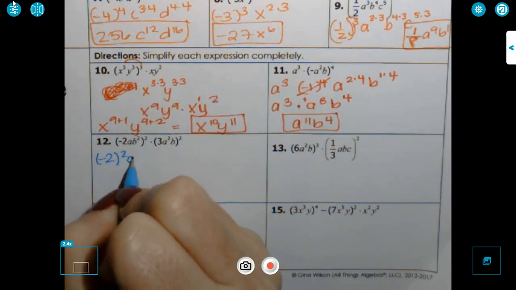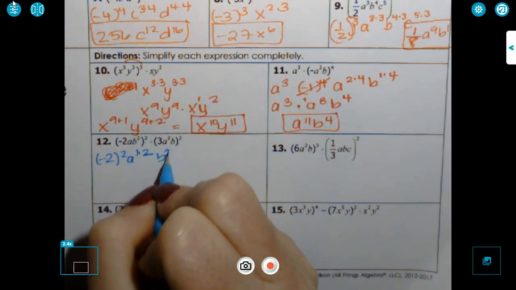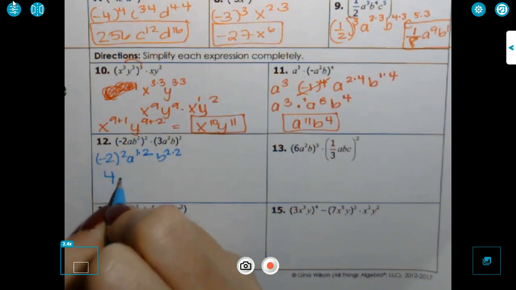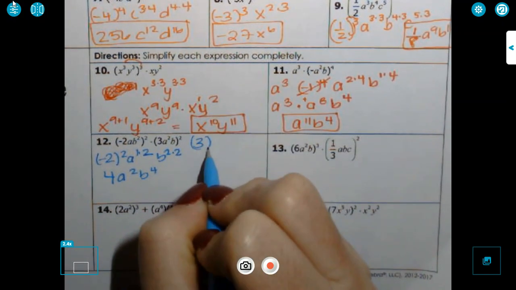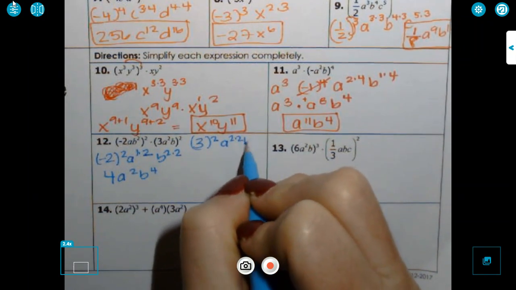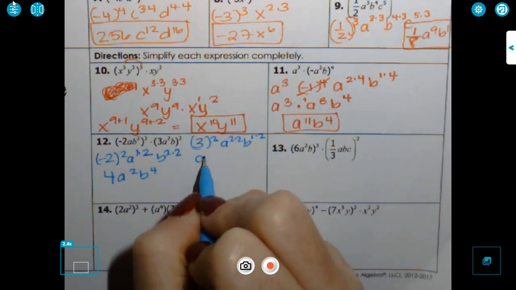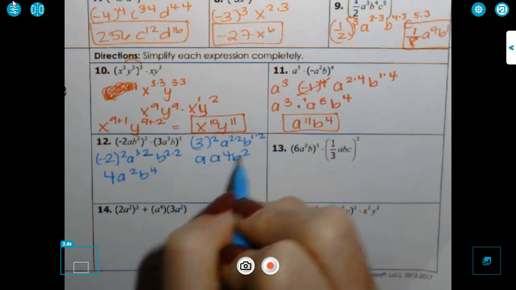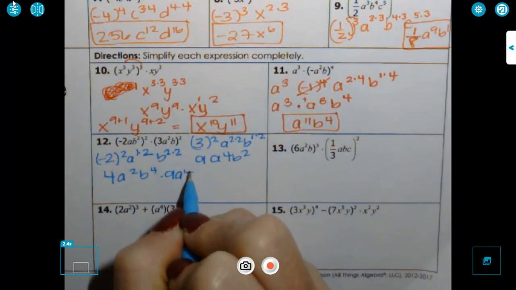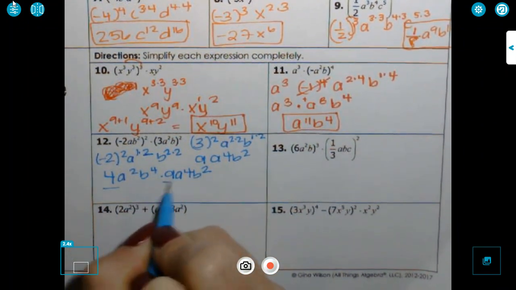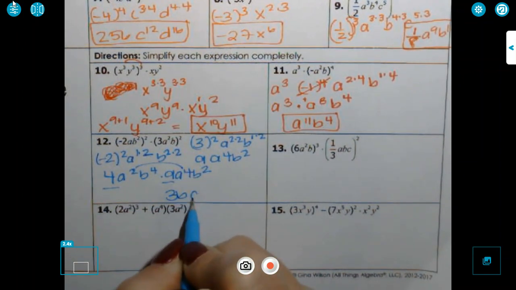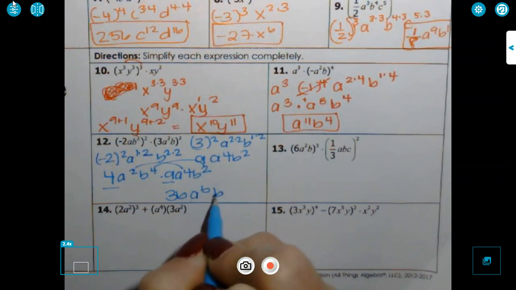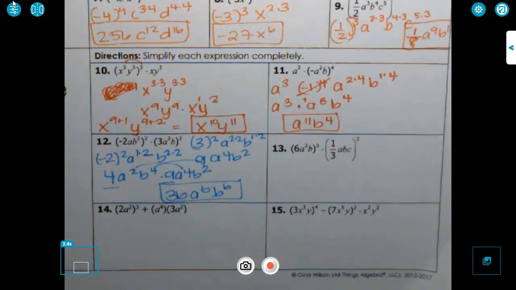All right, negative 2 squared. You got to use more than one rule. So that's 4a2, b4. This one became 3 squared. So that's 9a4, b2. And then we're going to do 4 times 9, which is 36. And then a2 plus 4, which is 6. And 4 plus 2, which is 6. So 36, a6, b6 there.